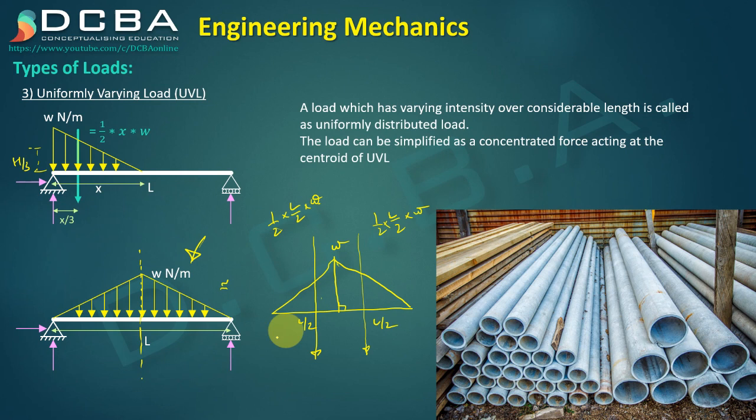And what will be the centroidal distance? The centroidal distance from the right angle point is span by 3. So the span here is L by 2. So it is L by 2 by 3, L by 2 over 3. So it becomes L by 6 in this case. Span by 3 becomes L by 6 in this case. Okay, so this can be shown like this also. It won't have any different effect. Both are the same only.